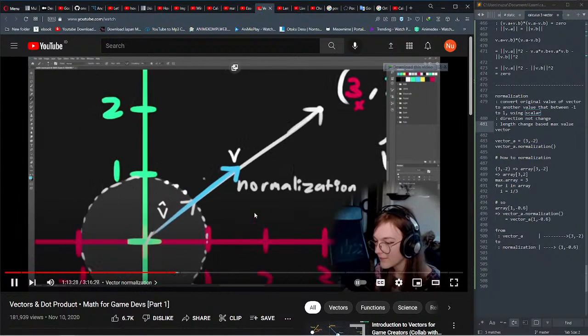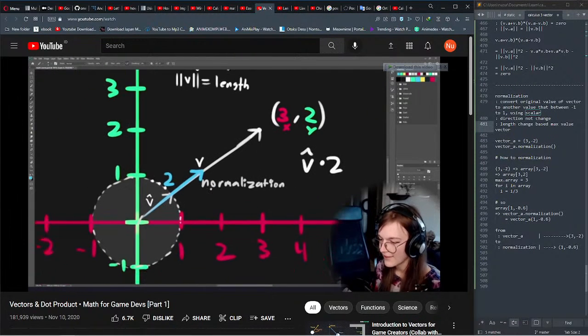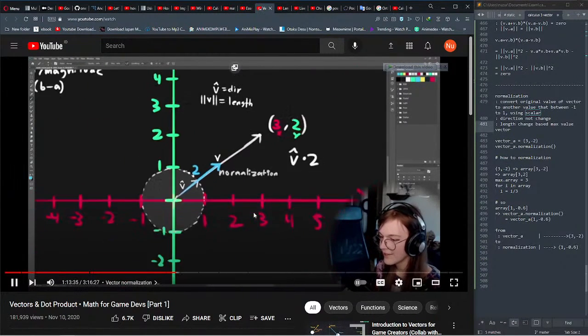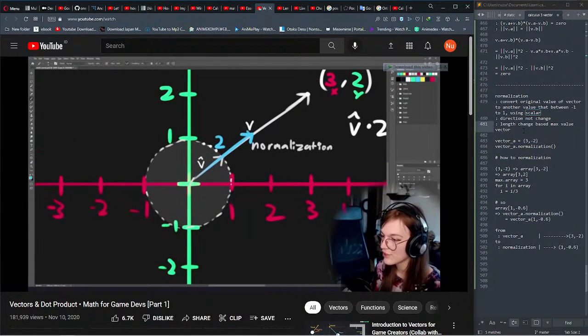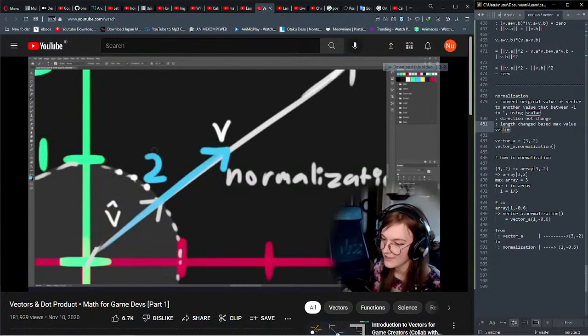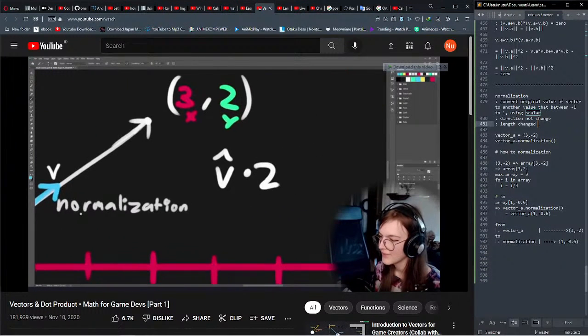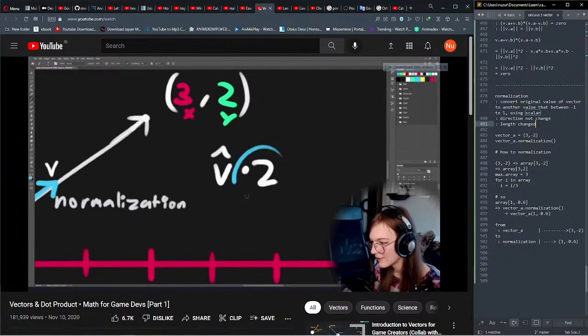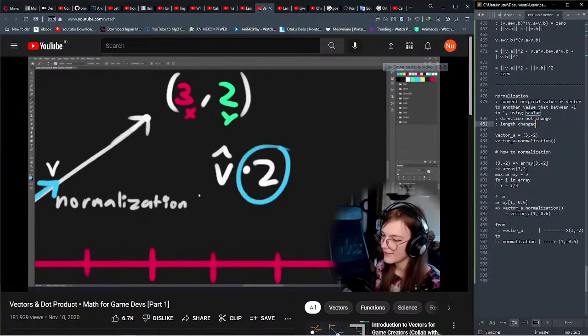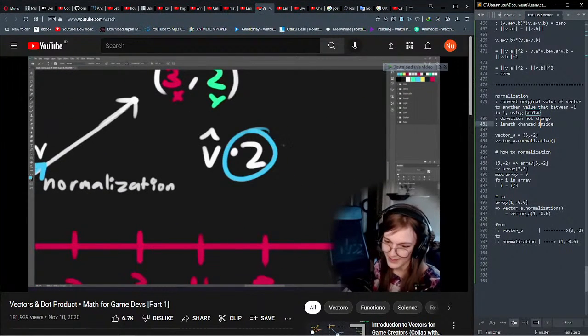So this is what is extremely useful about normalized vectors, because if you want to move 2 units towards something, then having a normalized vector means that you can get a position that's exactly some number away from some point. So if you normalize a vector and multiply it by a distance, you're going to make the length of that vector the value you're multiplying it with.